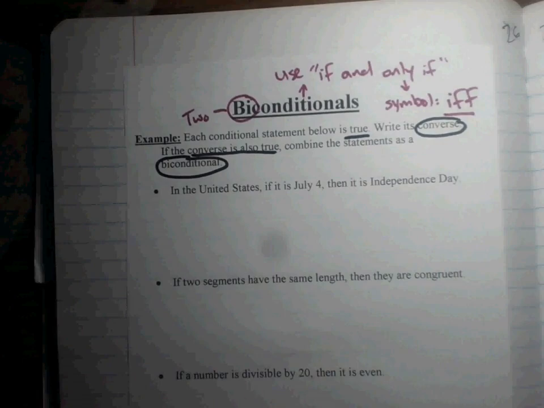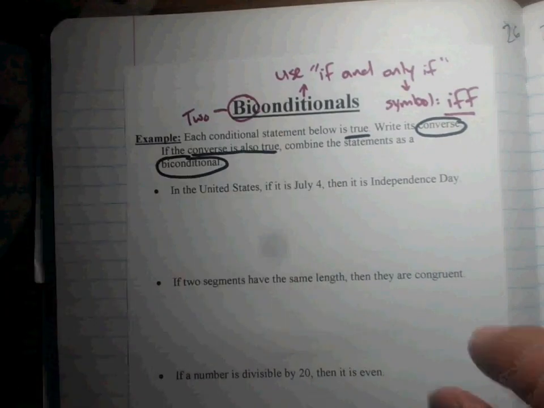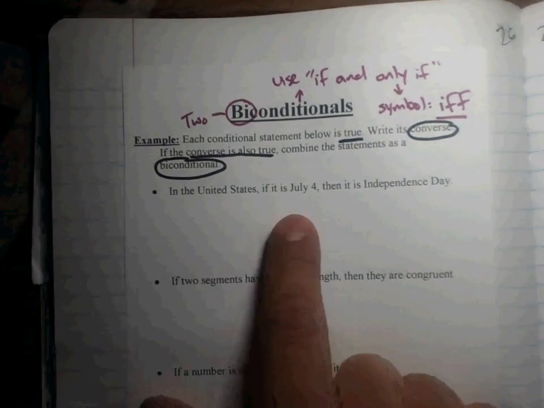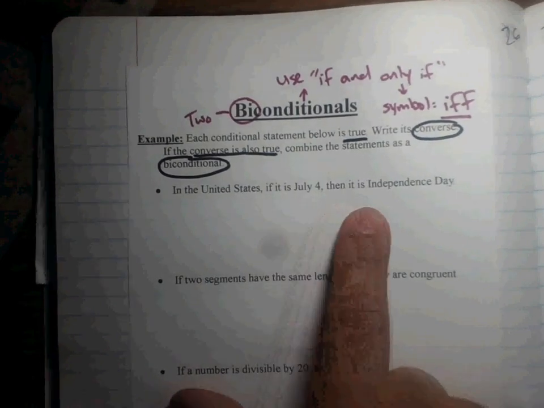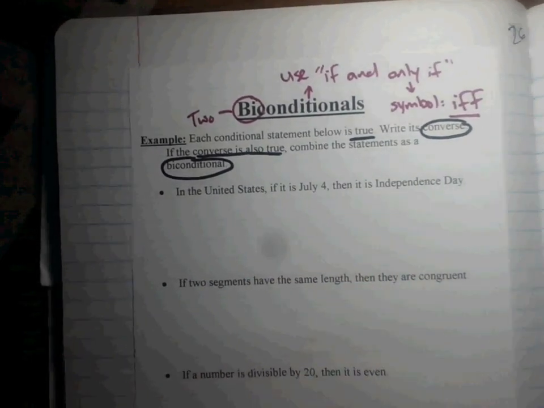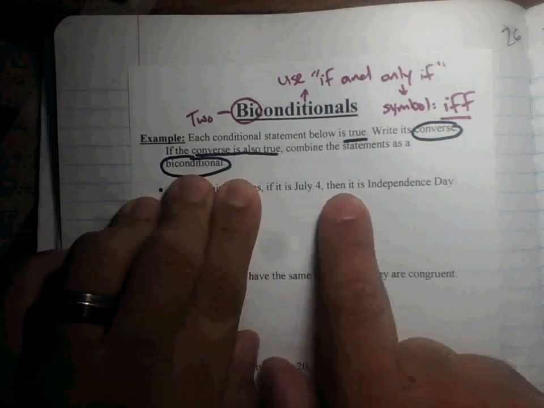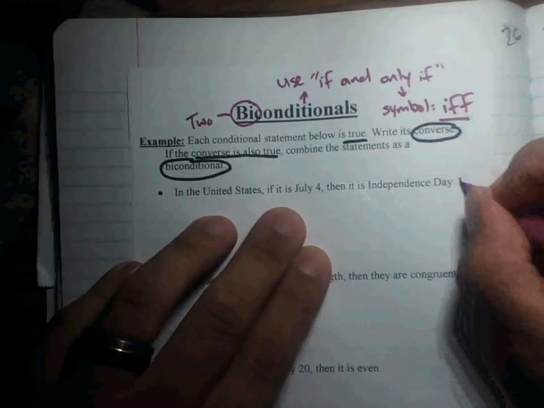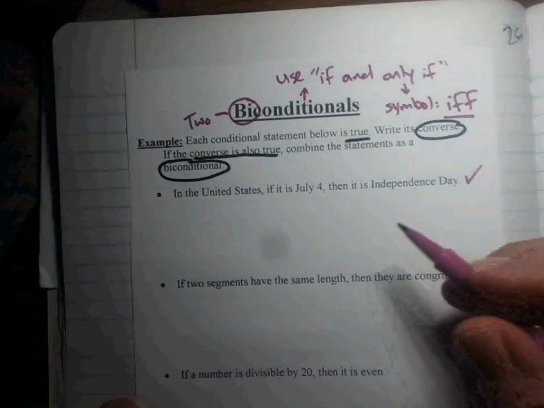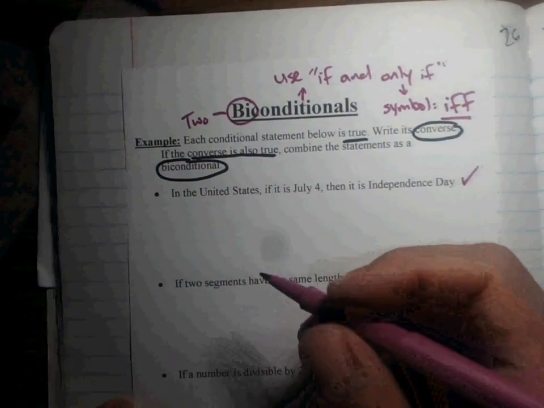All right. So let me just do the first one, and then we can do the rest of them in class. So in the United States, if it is July 4th, then it is Independence Day, right? In the United States, if it is July 4th, then it is Independence Day. This is true. This checks out. So it says write the converse.